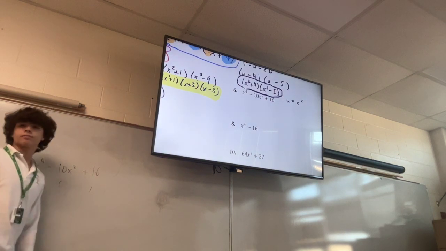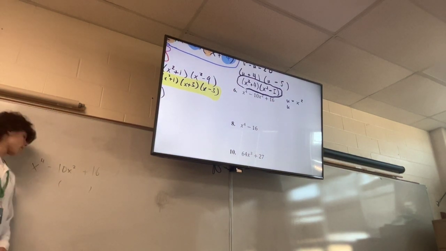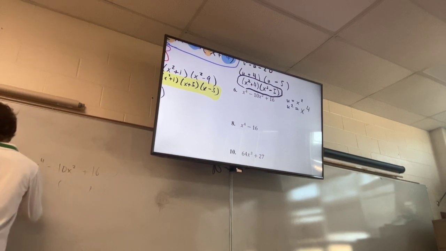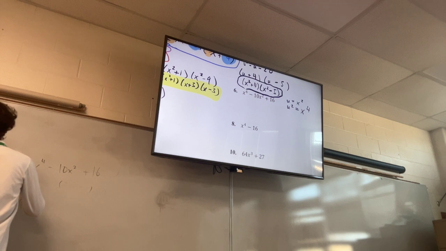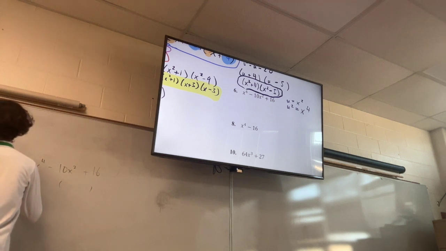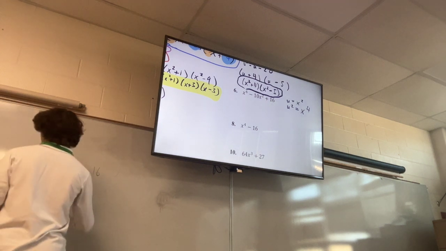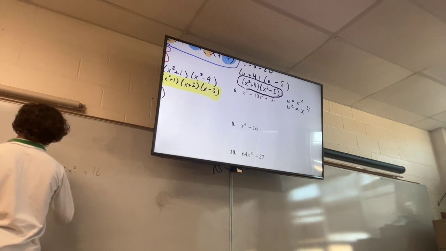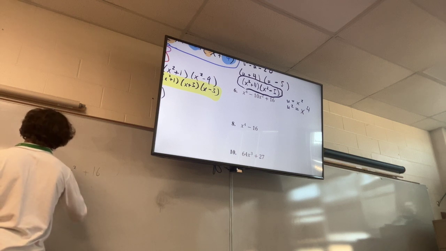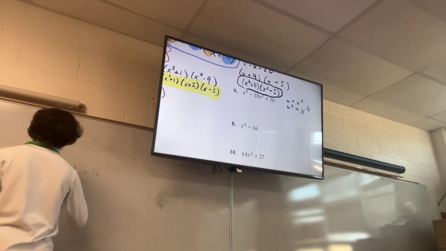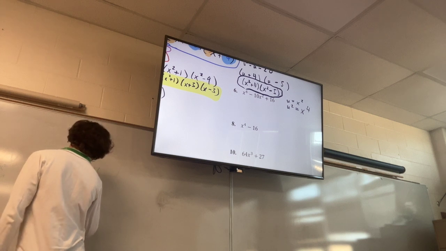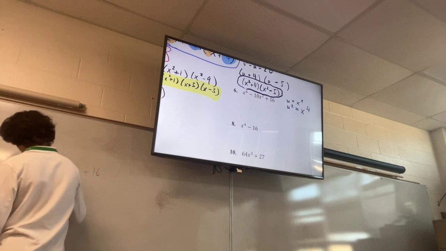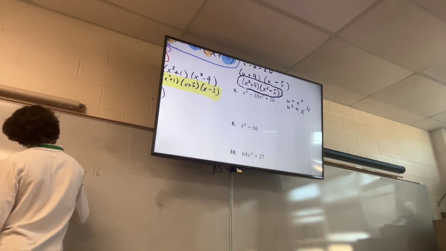And then what? U equals x squared, and then what's U squared equal to? X to the fourth. Yep, so sub those in. Rewrite the problem. Instead of x to the fourth and x squared, you're going to write u squared minus 10u plus 16. There you go. Can you factor that? He's got it turned back into a regular algebra 1 problem. Now he's going to factor it.